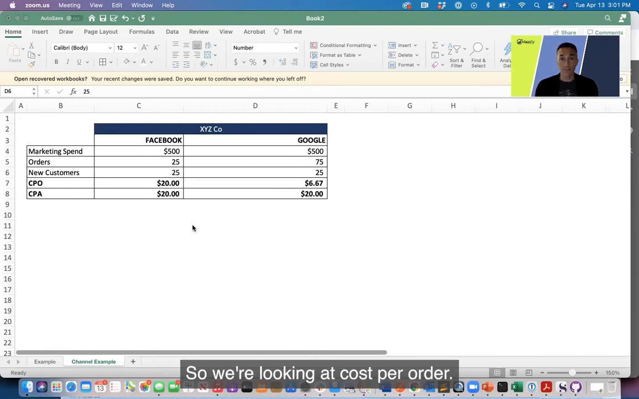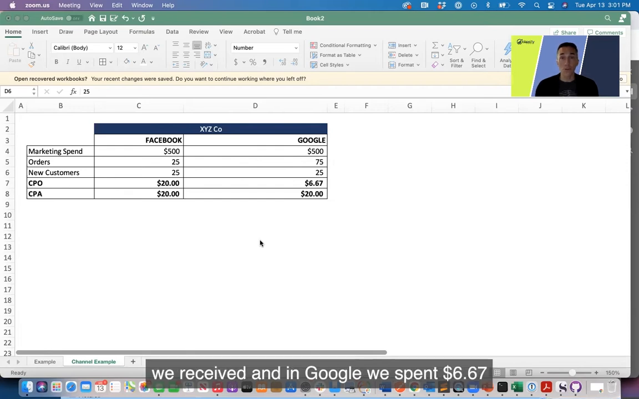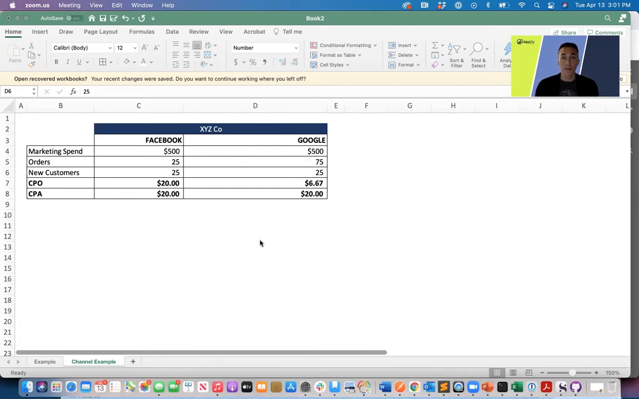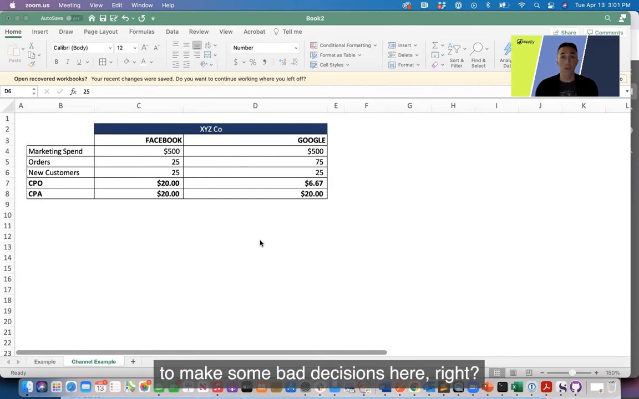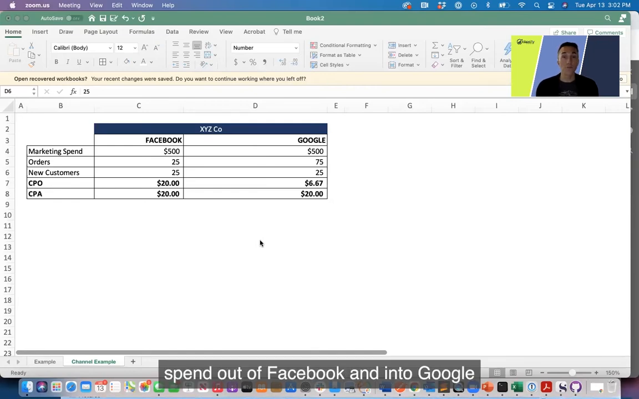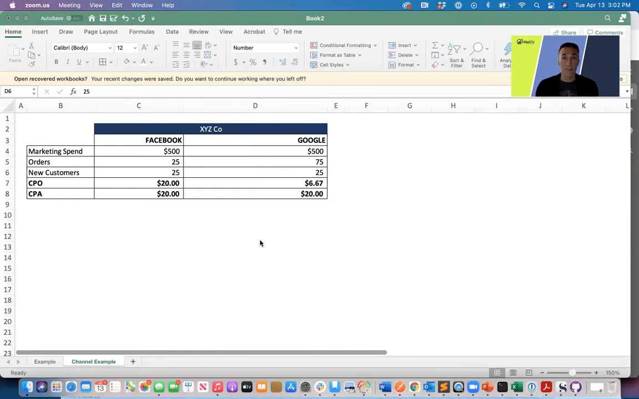So just looking at cost per order, obviously, Google has a much more efficient cost per order, right? In Facebook, it was $20. We spent $20 for every order we received. And in Google, we spent $6.67 for every order we received. So if you're only looking at cost per order, this might cause you to make some bad decisions here, right? Perhaps you say, well, let's move marketing spend out of Facebook and into Google because it's much more efficient.